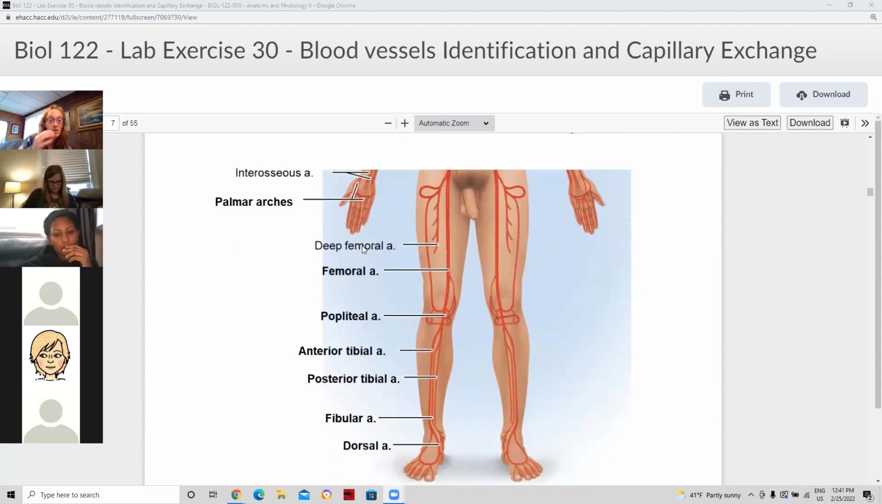Looking down at the bottom here, you have the femoral artery as the external iliac moves down and becomes the femoral artery. And then we have a deep femoral artery here. There's actually a femoral circumflex artery right here. You see it's making a circle. It's a circumflex artery. So femoral artery coming down. Behind the knee is the popliteal artery.